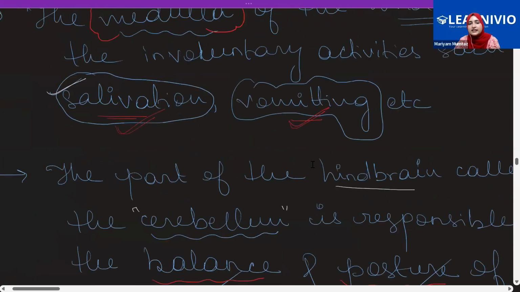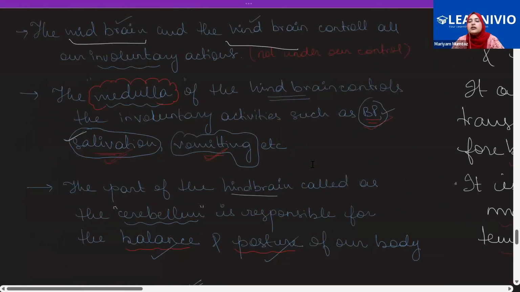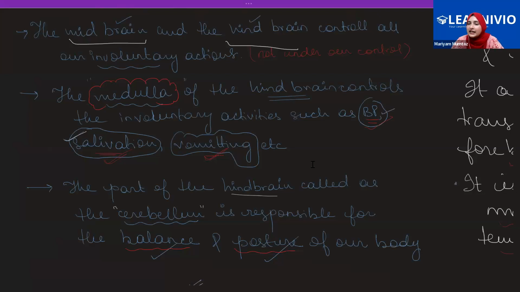Now, the next thing, we have the hindbrain that we have to discuss. The midbrain and the hindbrain all together are responsible for controlling the involuntary actions of our body. Involuntary meaning something that is not under our control, right, students? So all the involuntary activities are collectively controlled by the midbrain and the hindbrain. Now the hindbrain has the medulla, the pons, and the cerebellum. Three parts are there in the hindbrain.